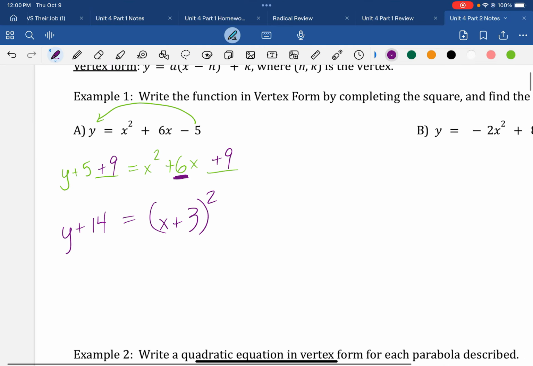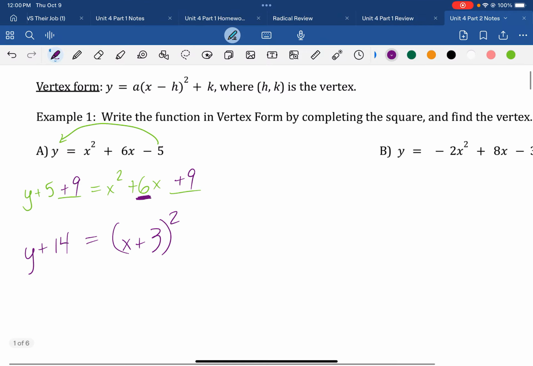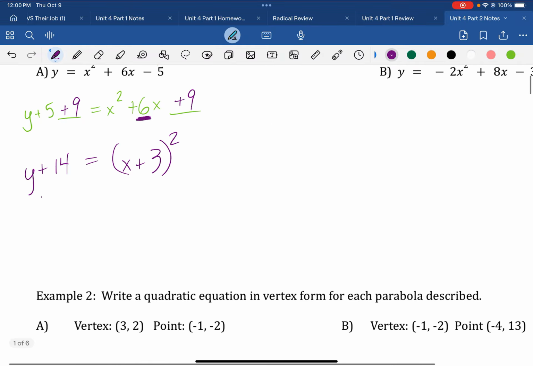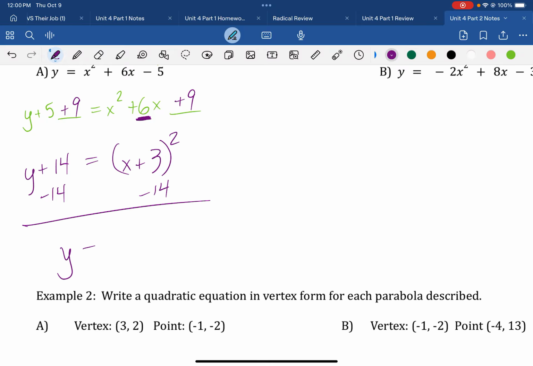Okay? Now, if you look up here, the idea is I need to get y by itself. Then I've got some number out front. I've got x minus my how far left and right, and then how far up and down it went. So my last step here is simply to move the 14 over. So I get y equals, parenthesis, x plus 3 squared minus 14.